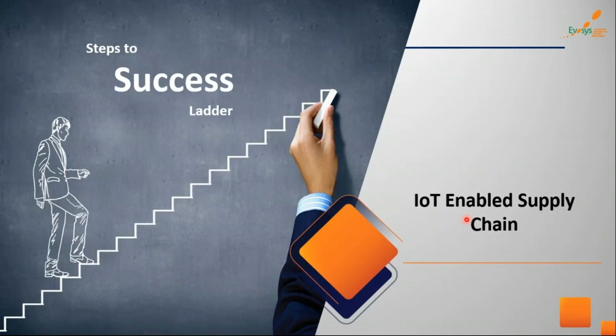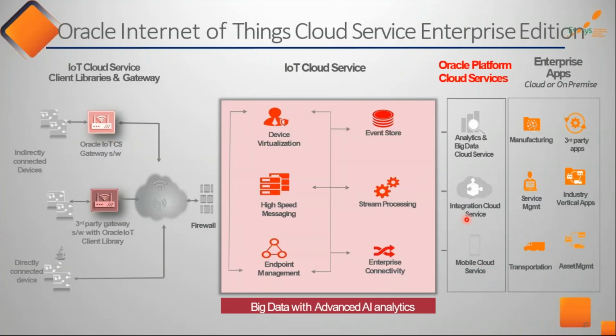Now let's see what the next steps to success are. How do we enable your supply chain with IoT? This architecture diagram explains how IoT third-party devices integrate with Oracle IoT Cloud. We can see over here that it can integrate either through a gateway to a third-party cloud provider or to directly connected devices. These devices send data over the internet through a firewall in a secure way to the Oracle IoT platform.